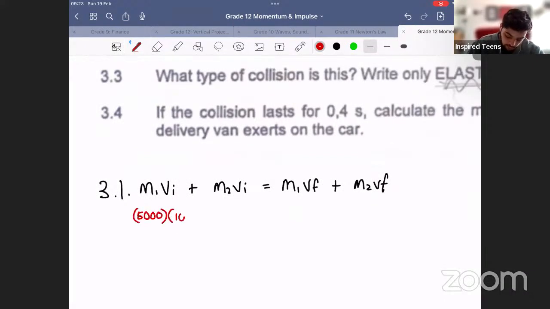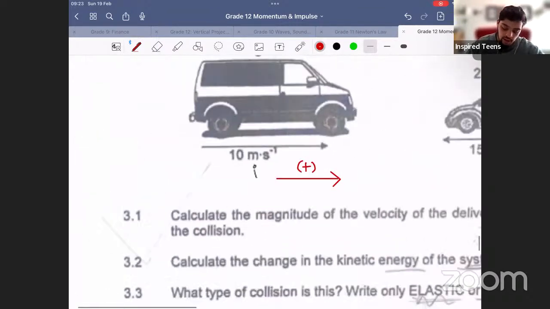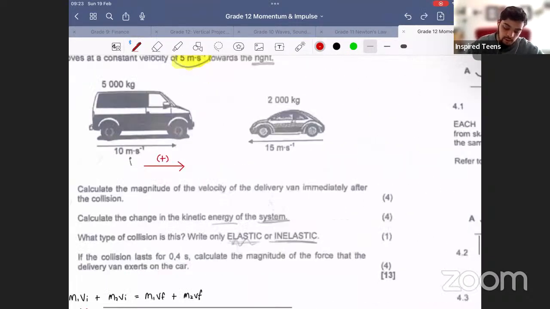And its initial velocity is positive 10. Why? Because it's traveling to the right, and I said that right is positive. Let's talk about the car initially.